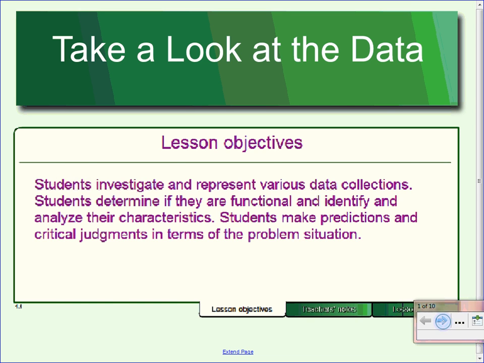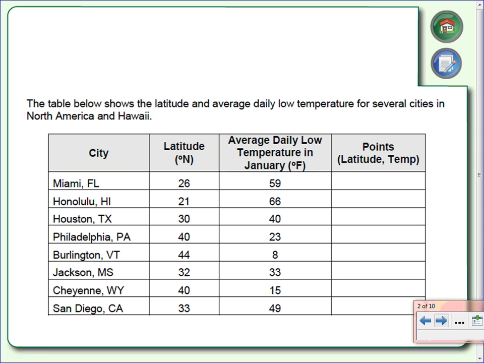So as I mentioned, the test on Monday will look very similar to what you have here. All right, so here we go. On the first one here, you're given a table. And this table shows the latitude and average daily low temperature for several cities in North America and Hawaii. Now, this first part should have been very easy.